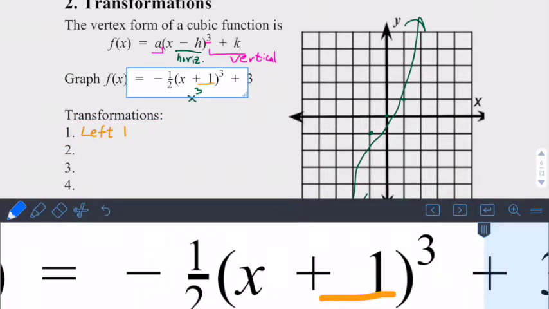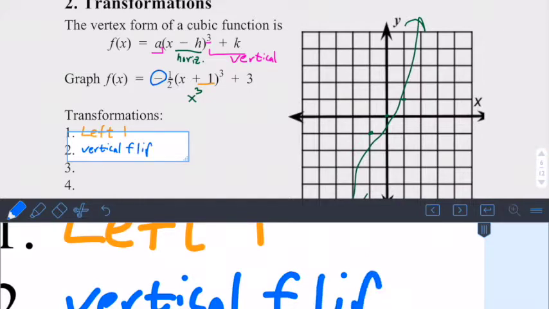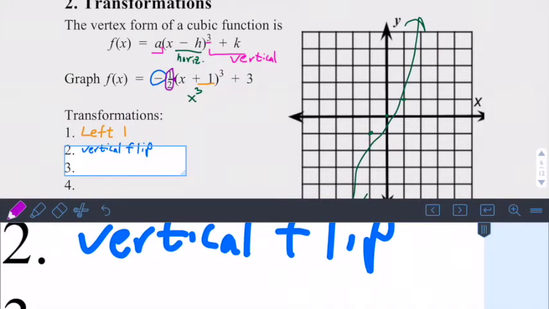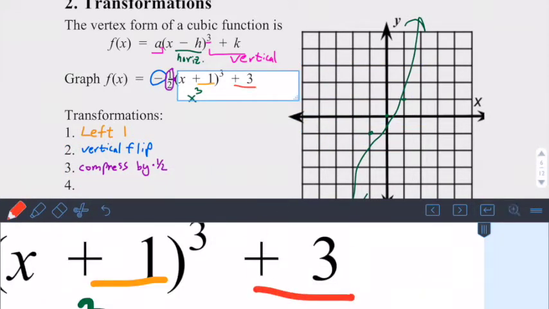Then I'm going to do my outside, my vertical things. So this negative is a vertical flip. This 1/2 times is going to multiply all my y values by 1/2. That's why it's going to be a compress by a factor of 1/2. So I'm going to multiply everything and go half as far. And then I'm going to move it down 3. Remember, this has to be my last one.